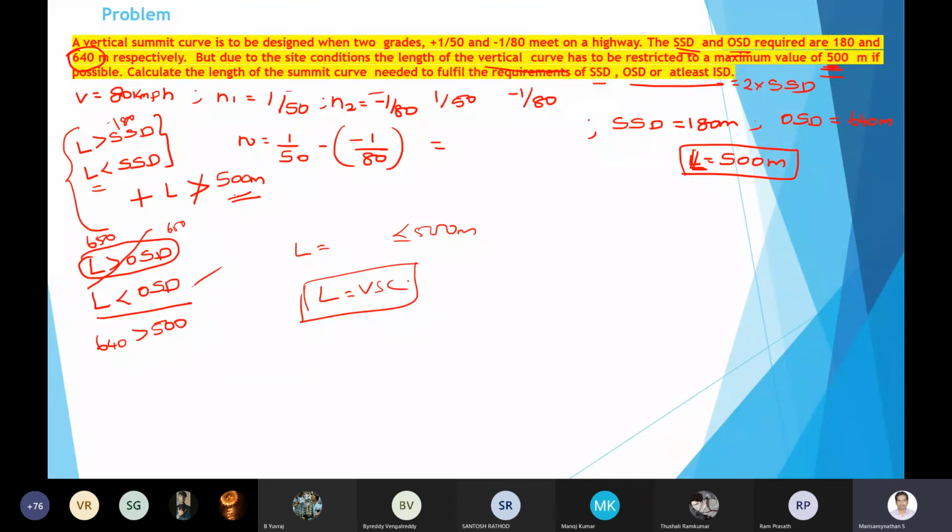So these are the things with respect to the vertical summit curve. I request the students to try to solve it on your own. So this is with respect to this particular problem.